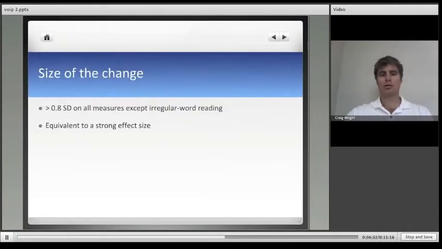The size of the change was rather large, so it was greater than 0.8 of a standard deviation on all measures except that irregular word reading task. That's really equivalent to a strong effect size. We're really very happy with the outcomes of what was again a fairly brief period of intervention. So we're only talking 40 weeks, less than 40 hours of intervention.